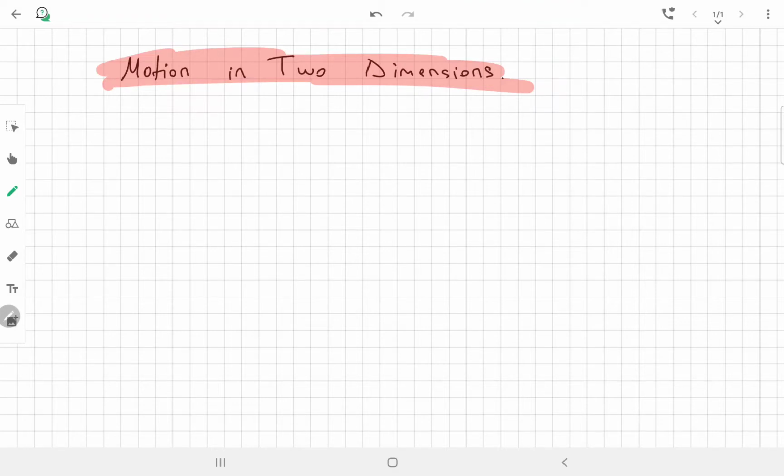Today we will talk about motion in two dimensions. Before starting this new chapter, let's repeat quickly what we did before. Mainly we studied motion in one dimension, in horizontal direction or only in vertical direction, free fall, as you remember.